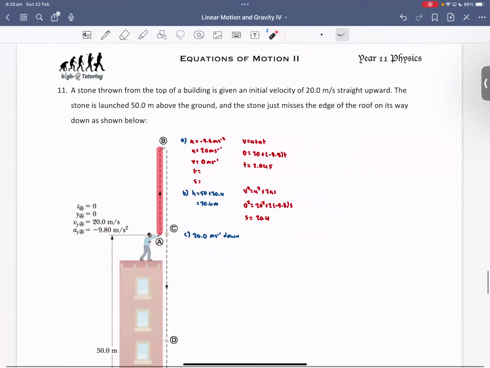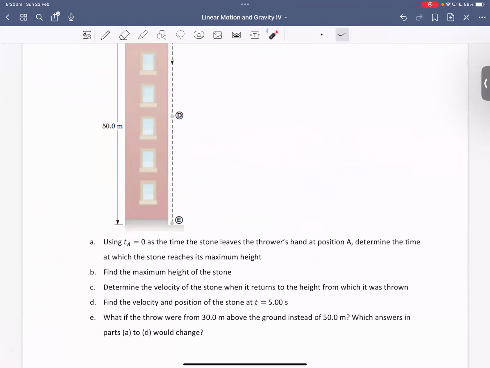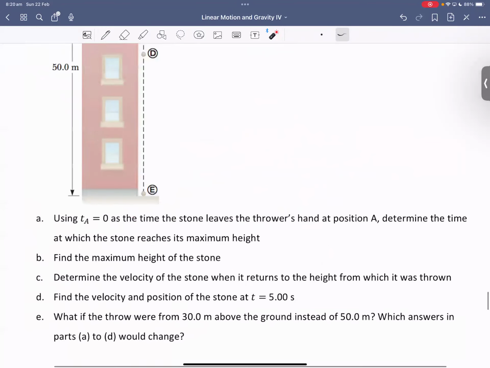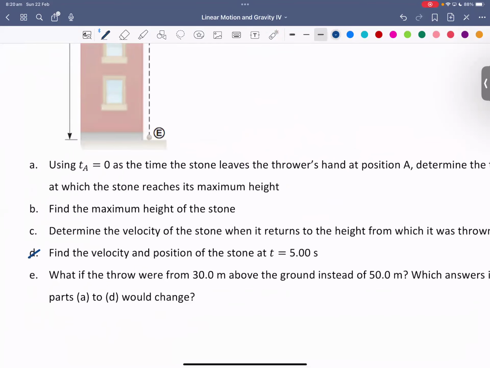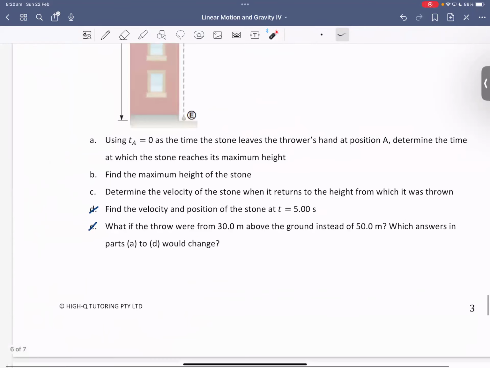All right. I'm not too worried about D and E as they're bit boring bits. They just want the velocity and position after 5 seconds. There's nothing more to it. Okay. All righty. Let's go.